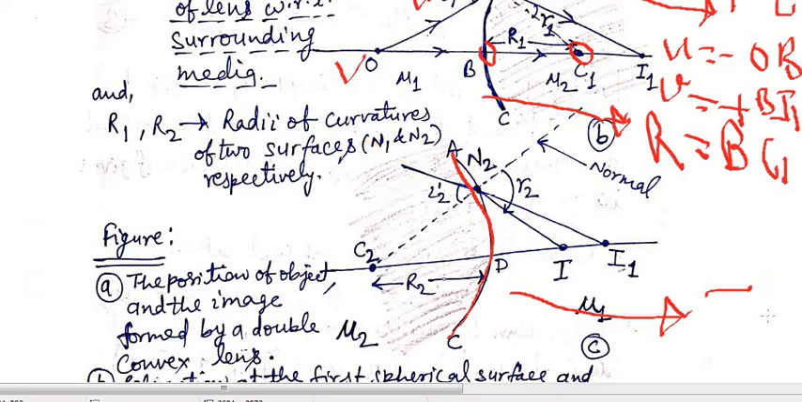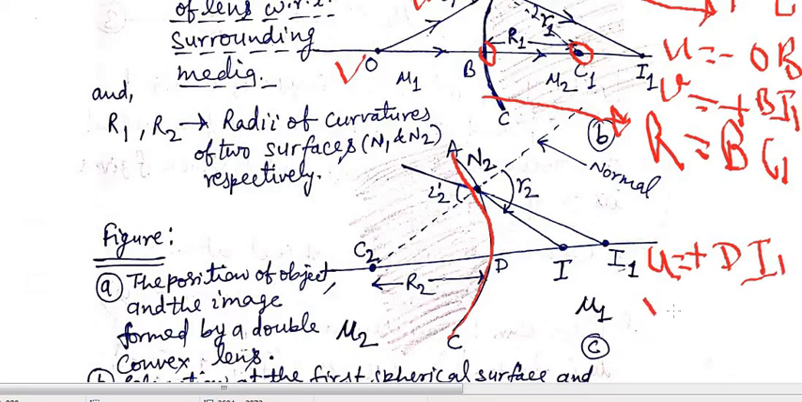So in this case, we will consider the object distance U is equal to plus DI1. Similarly, if we consider image distance in this case, image distance will be V equal to plus DI. Here I1 is the virtual object and I is its real image. Okay, so it will be plus DI.